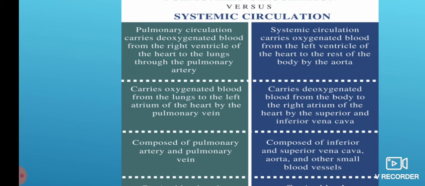Pulmonary circulation carries the deoxygenated blood from the right ventricle of the heart to the lung through the pulmonary artery, while systemic circulation carries the oxygenated blood from the left ventricle to different parts of the body. Pulmonary circulation carries oxygenated blood from the lungs to the left atrium of the heart through the pulmonary vein, while systemic circulation carries deoxygenated blood from different parts of the body to the right atrium through the superior and inferior vena cava.